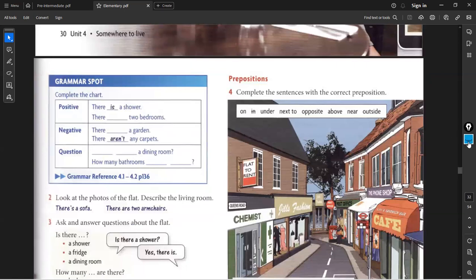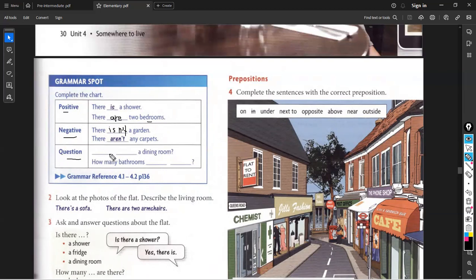Okay. So now let's summarize the grammar spot. We have to complete the chart: the positive with there is, there are, the negative one, and if I want to ask any questions. In the positive side, I have to say there is a shower, but there are two bathrooms. There are two bedrooms because absolutely I have a plural. Now negative: there isn't a garden. And in the plural, I have to say there aren't any carpets.